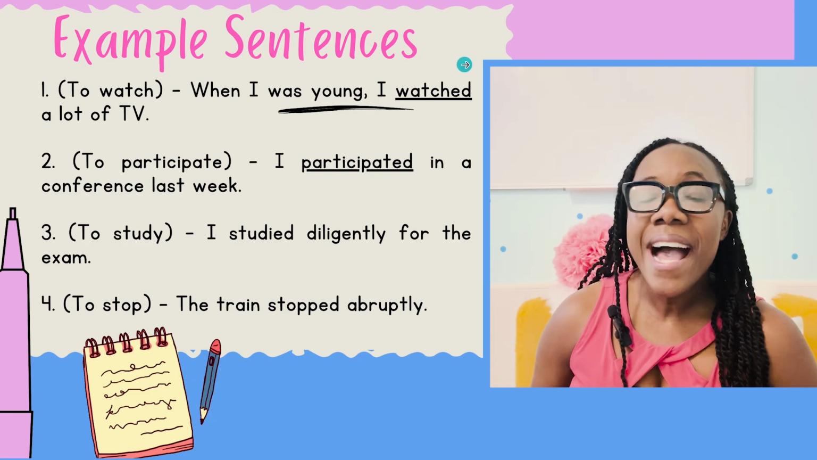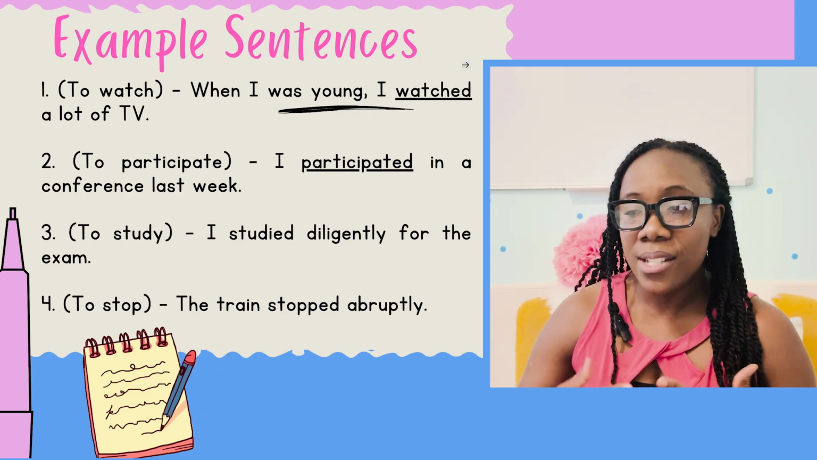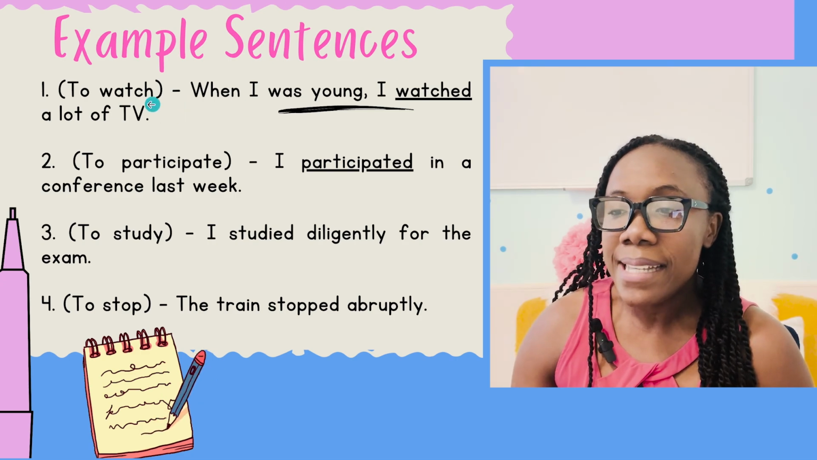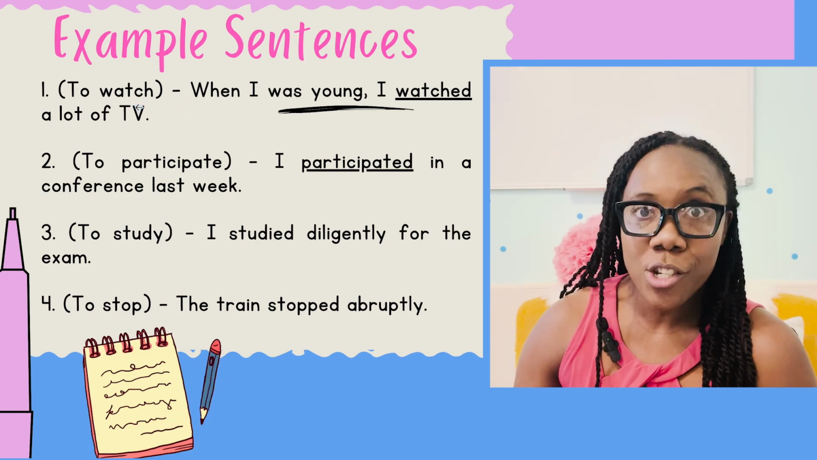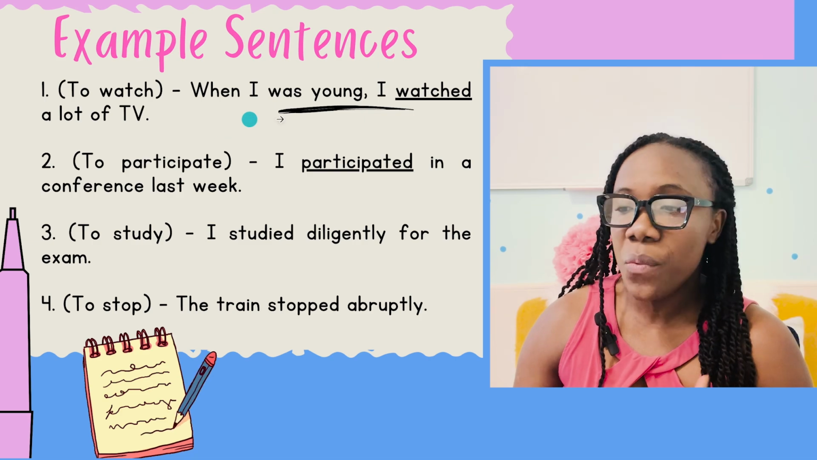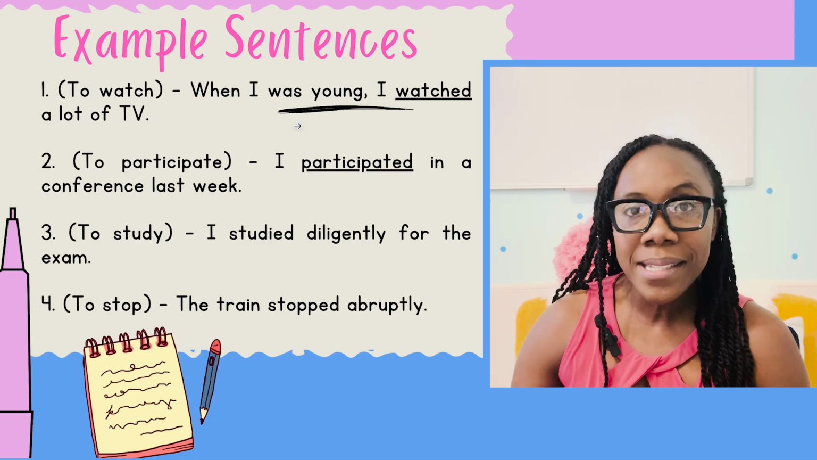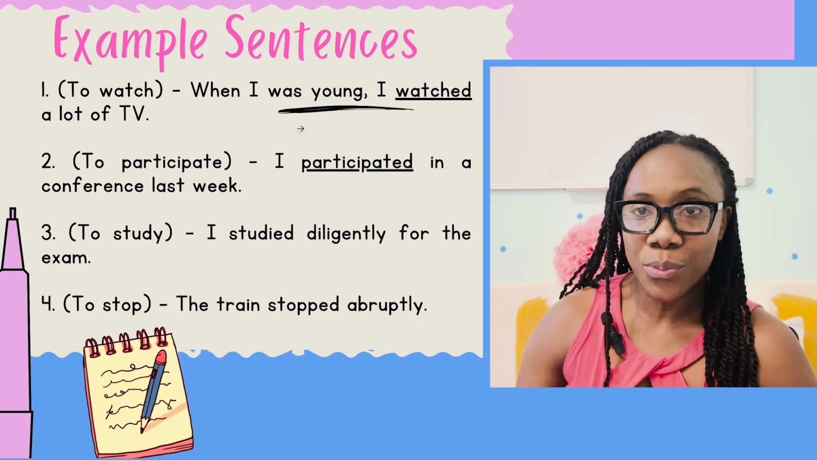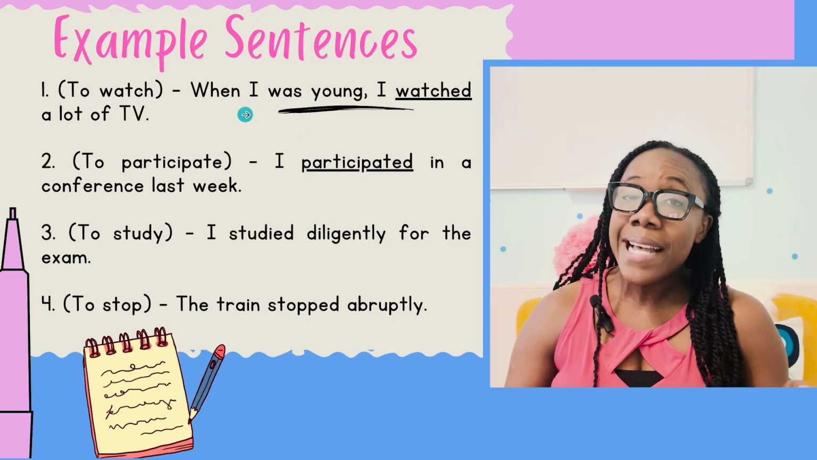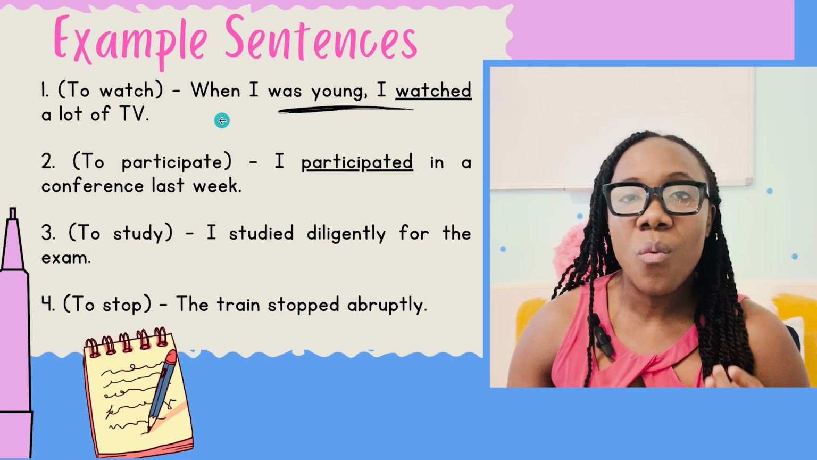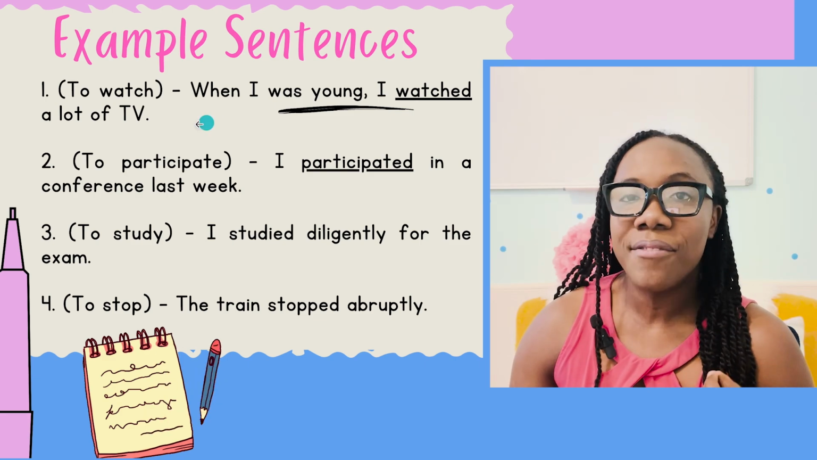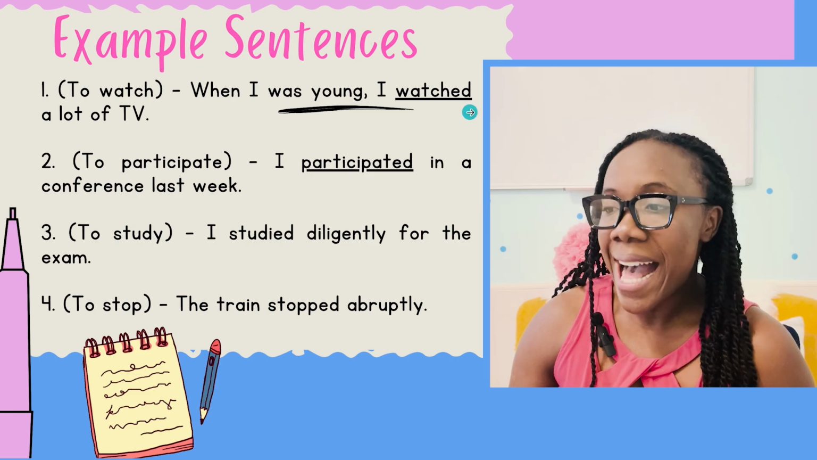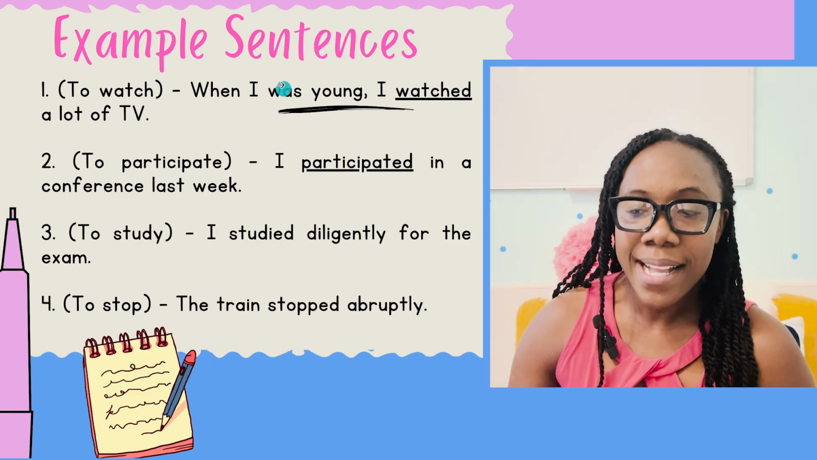All right, so we have some example sentences, and these are all affirmative sentences. The first sentence involves the verb to watch. And of course, when we conjugate the verb in the present tense, past tense, simple tense, whatever it is, then it loses the to, right? So the sentence says, when I was young, I watched a lot of TV. The verb watch is regular, so we simply add ed to form the past tense.